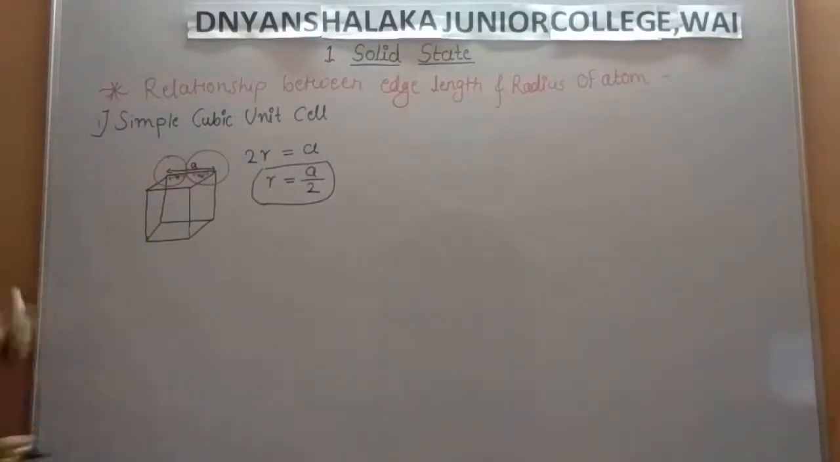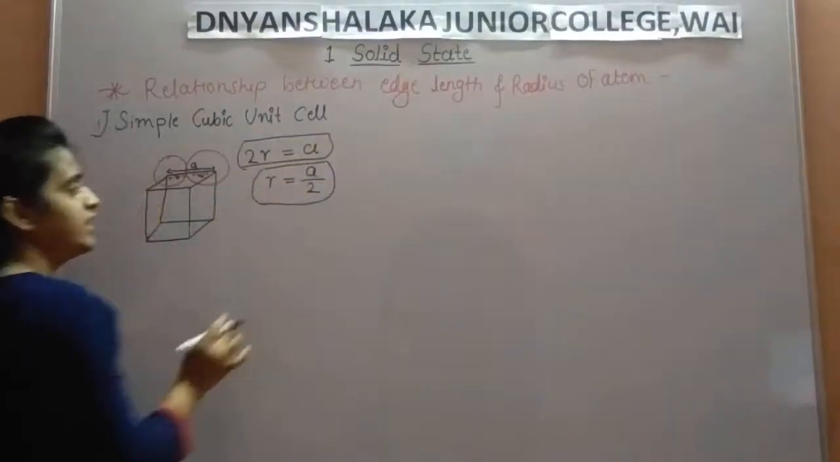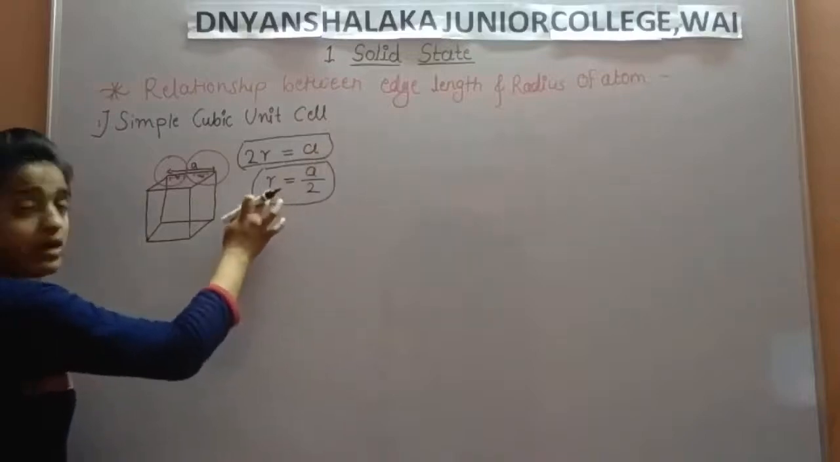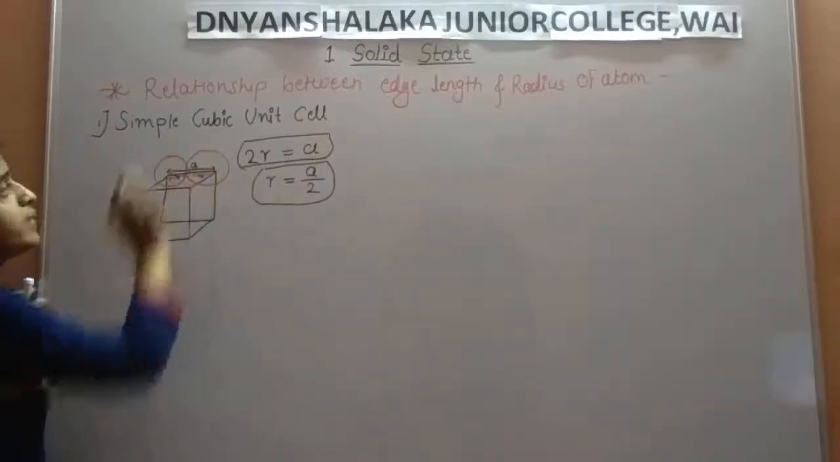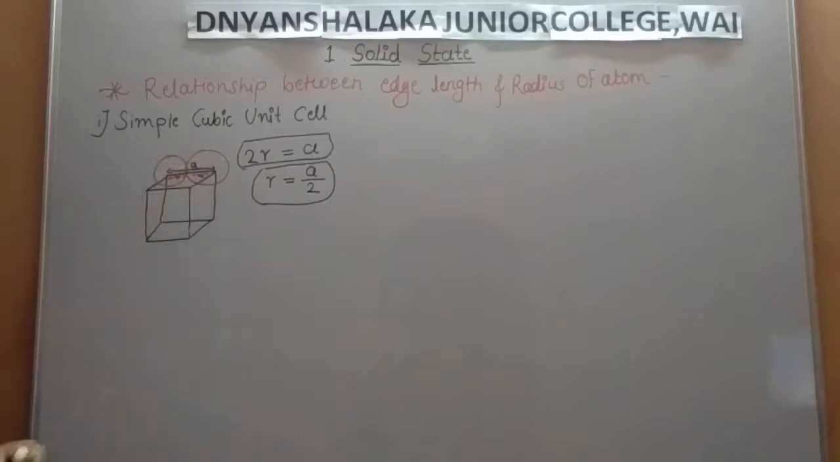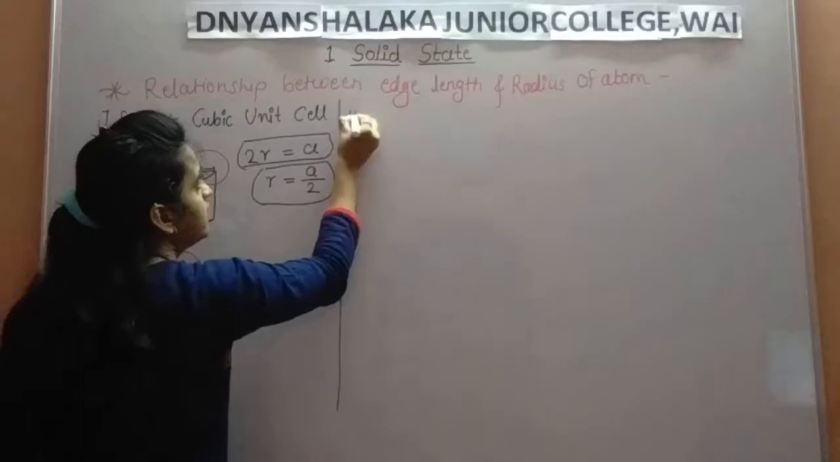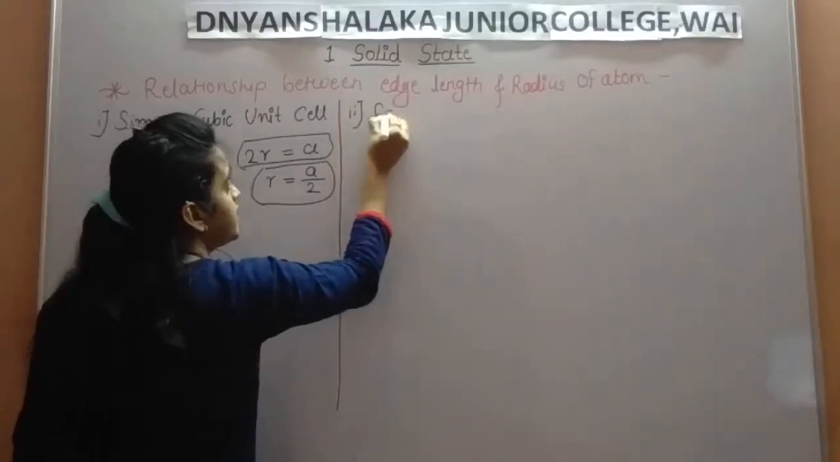So this is the relation for the simple cubic unit cell. 2R is equal to A, and A is equal to 2R. These are the two relations for edge length and radius of atom for the simple cubic unit cell. Next we discuss the second type of unit cell, the face center unit cell.